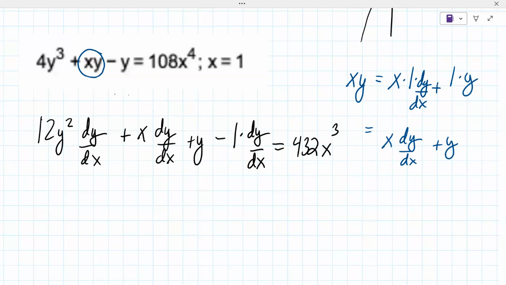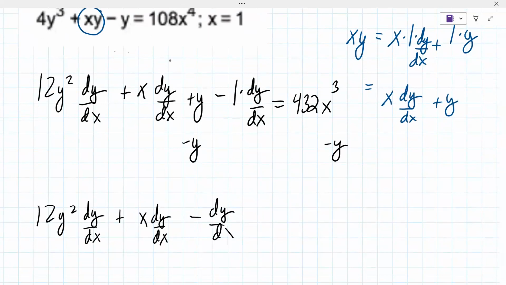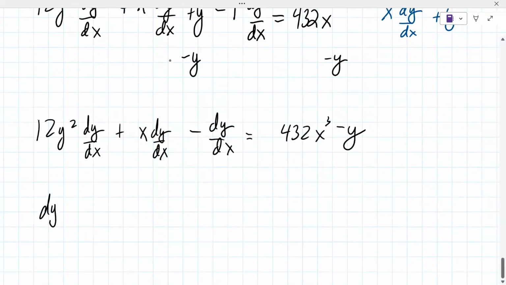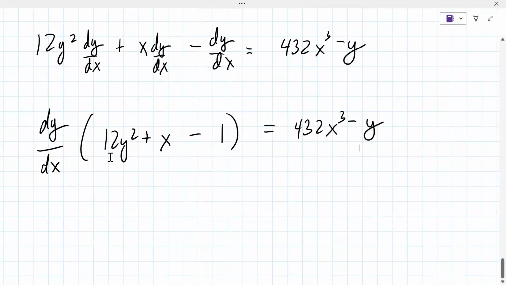And then from here, you have to solve for dy/dx. So you move the non-dy/dx terms, which is just the y. Everything else has a dy/dx in it. And then you factor out dy/dx, and you get 12y squared plus x minus 1. And then you divide by this thing in parentheses.